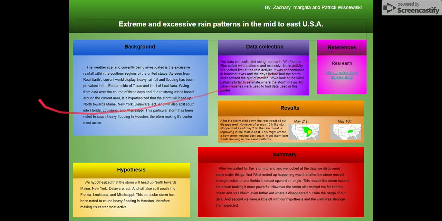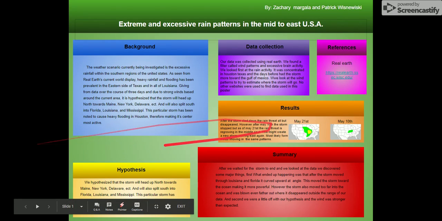Our data was collected using Real Earth. I say it right here, this purple box, data collection. We used Real Earth to find out where the storm was going because it gave us a full-scale picture of the Earth in real time, which was a pain to find, so I don't recommend using it. To find this, we first looked at rain activity, and we stumbled upon excessive rainfall by just clicking a bunch of presets in the options. Therefore, we got excessive rainfall, and now we're doing this report on it.